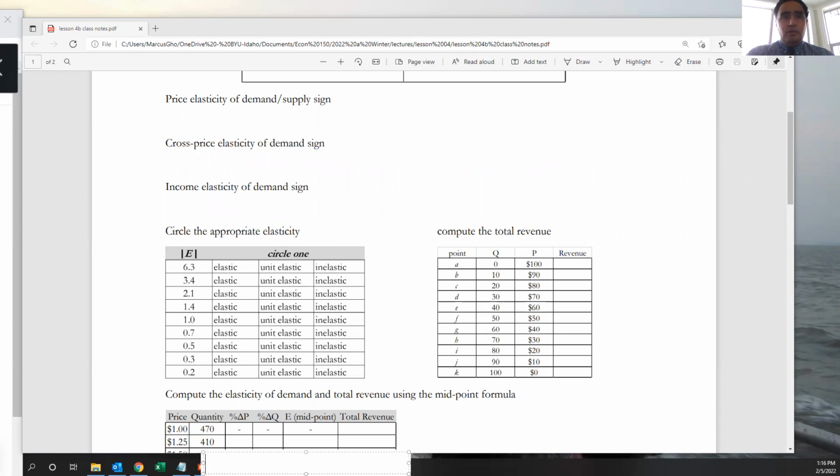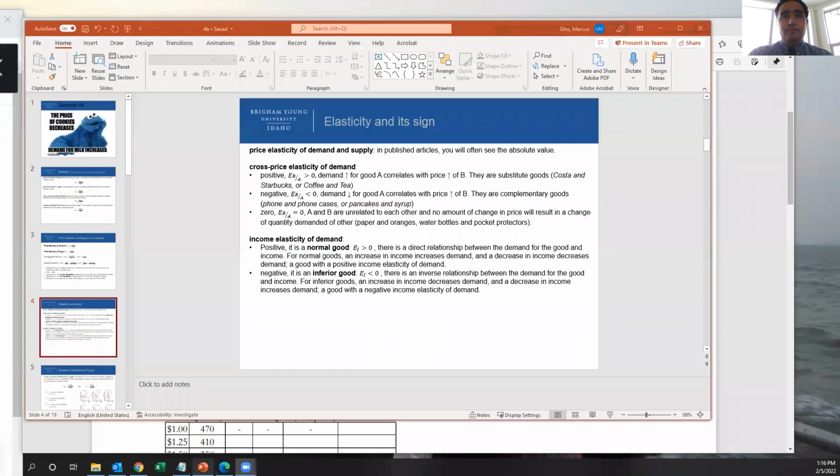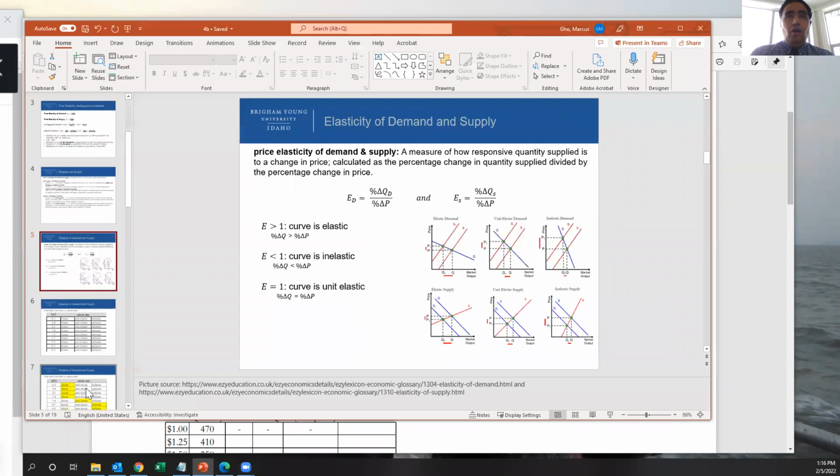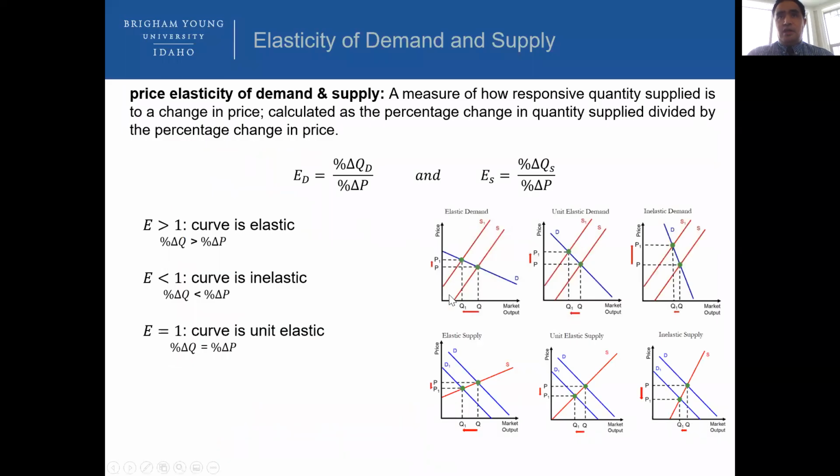Let's look at some where we practice. Oh yeah, let me show you this. What happens with the elasticity of demand and supply? We're looking at how responsive the quantity supplied is to a change in the price. I really like these pictures on here, because I think they give a pretty clear explanation of what's going on.